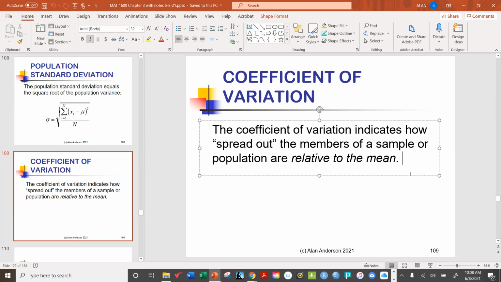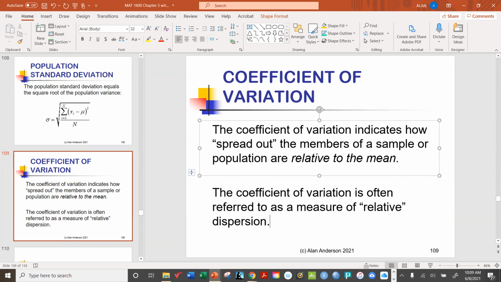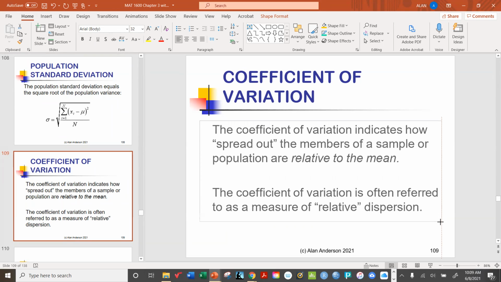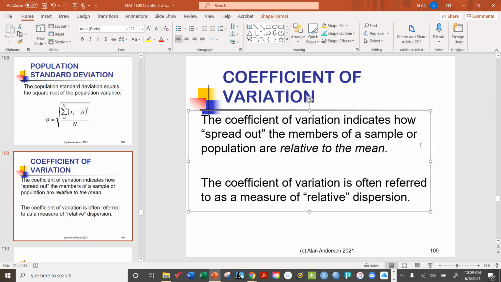In fact, why don't I add that right here? The coefficient of variation is often referred to as a measure of relative dispersion, because it is being measured compared to the mean. It isn't an absolute measure like the other ones. And for certain applications, it is extremely helpful.